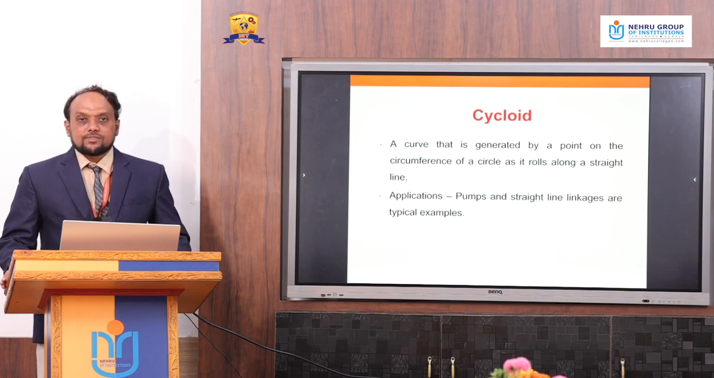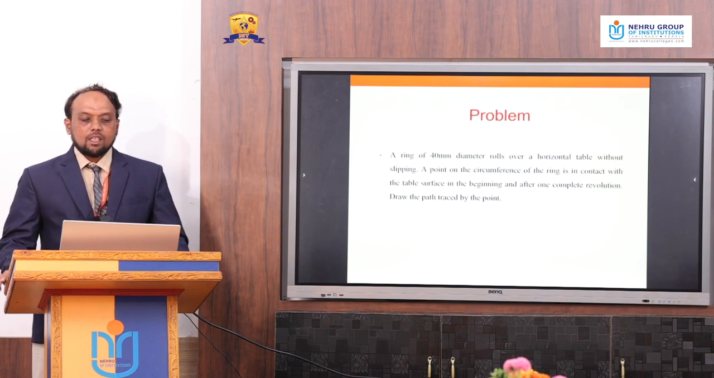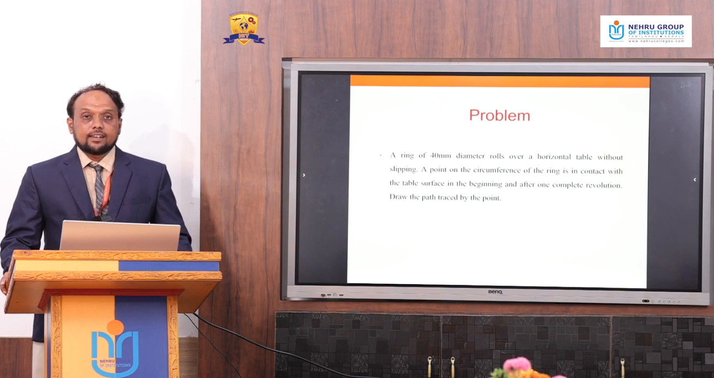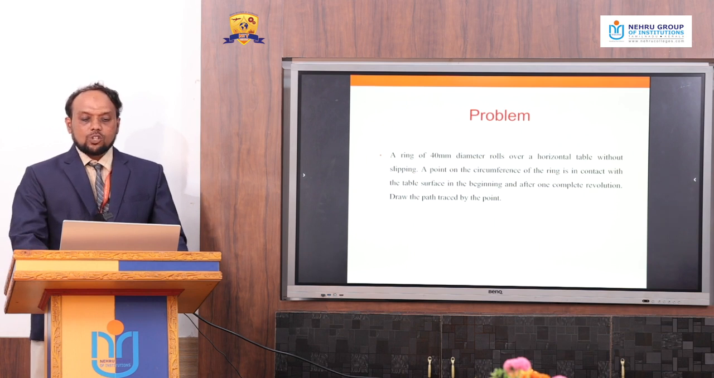Some practical examples of cycloid are pumps and straight linkages, which are typical examples of the cycloidal curve. Apart from that, gear teeth are actually designed by means of the cycloidal curve. Now we will see a problem. A ring of 40 mm diameter rolls over a horizontal table without any slipping. A point on the circumference of the ring is in contact with the table surface in the beginning and after one complete revolution. We need to draw the path traced by the selected point on the circumference of the circle.